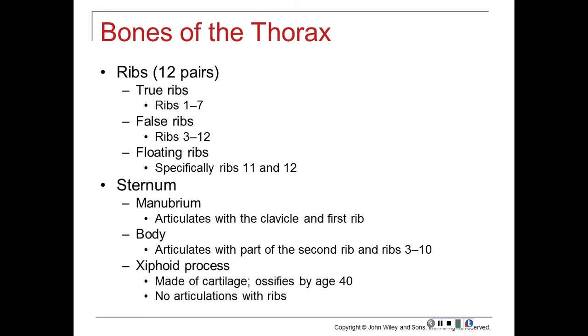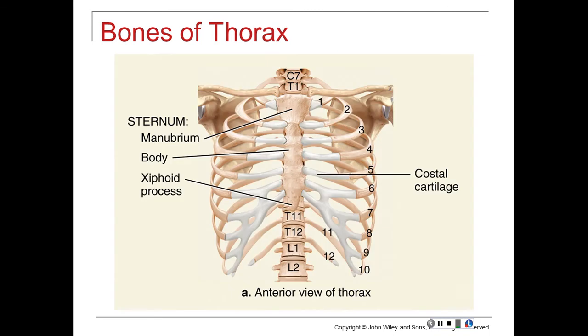It does not make any articulations with the ribs. Here you can see what I mean when I was talking about our true ribs all connecting directly to the sternum at about rib 8. Rib 8 connects with 7 and then connects to the sternum. Ribs 11 and 12 don't connect to the sternum at all. So those are our floating ribs.